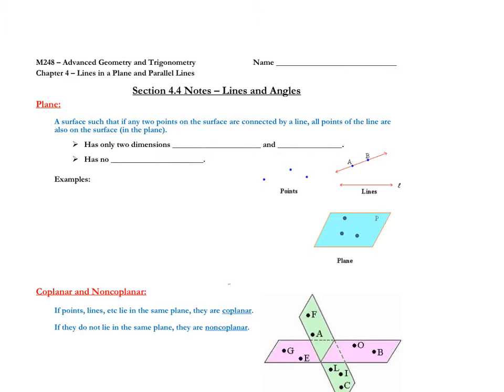So anyways, a plane is a surface such that if any 2 points on the surface are connected by a line, then all points of the line are also on the surface. Okay, and then a plane has only 2 dimensions, length and width. And then it has no ending.